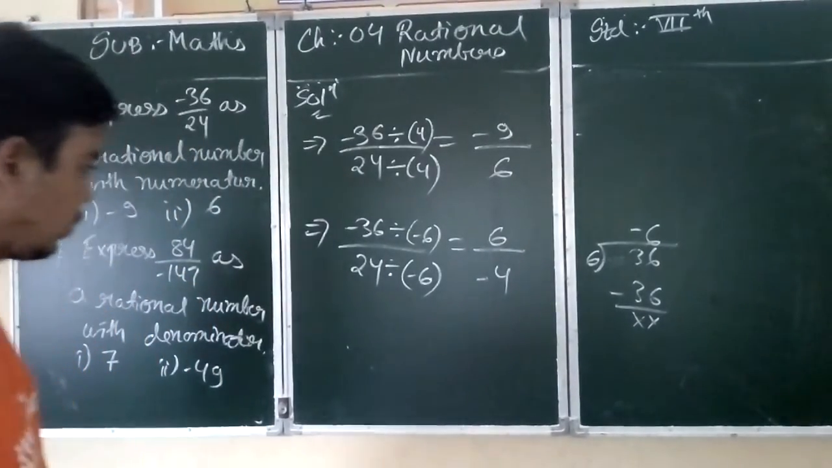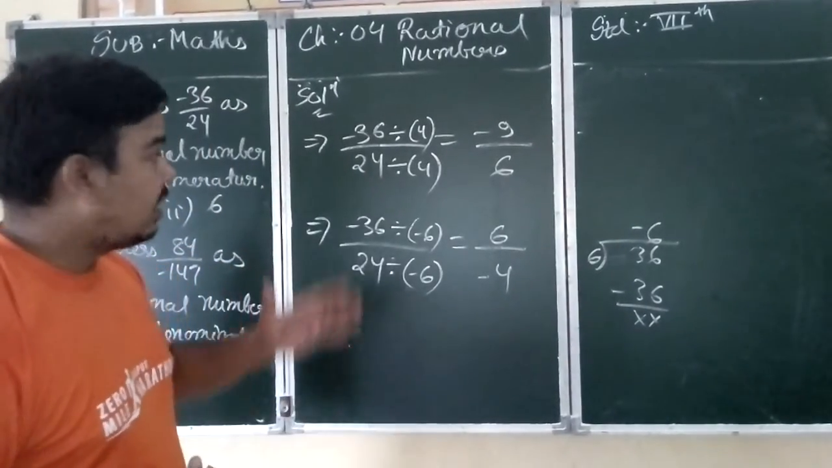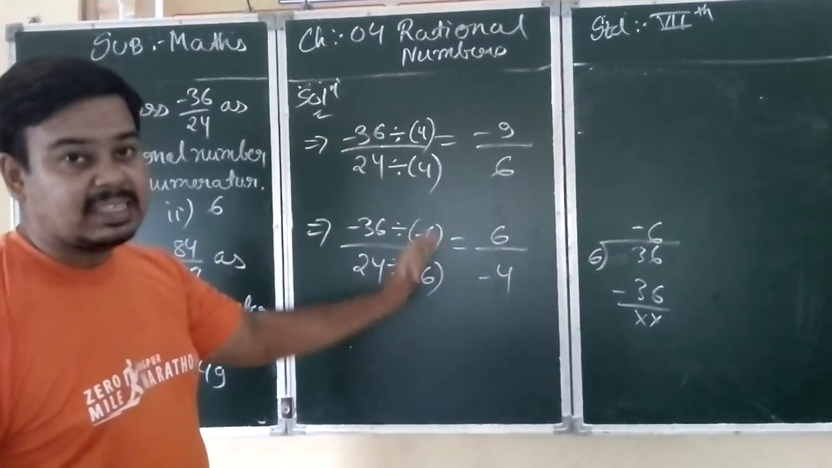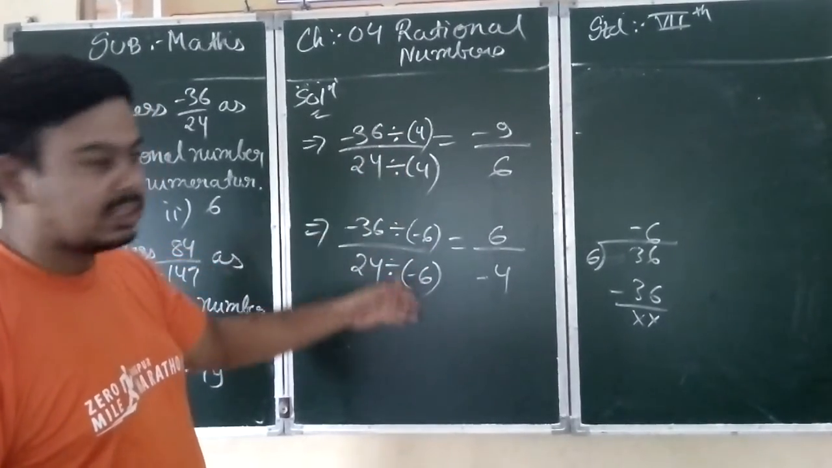So here is the second rule of a rational number: the divisor is the same. Divisor is the same for numerator and denominator.